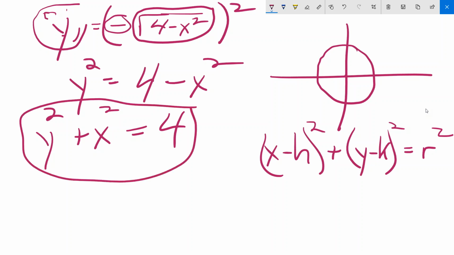h and k are both 0, meaning that this circle has its center at the origin. And it is not a transformation of any elementary function. It is the equation of a circle. So this really is not a transformation problem.